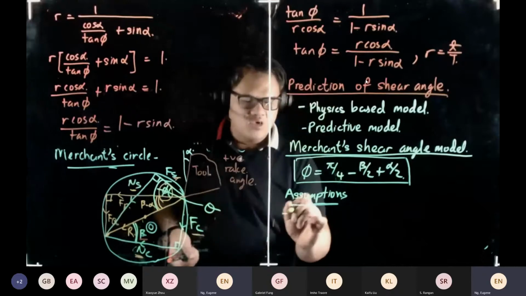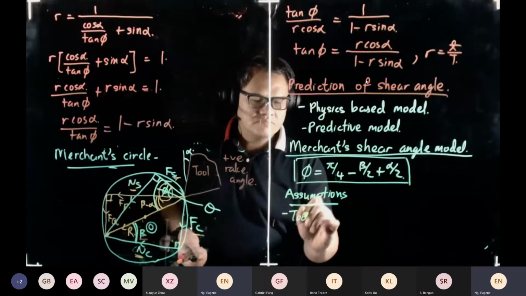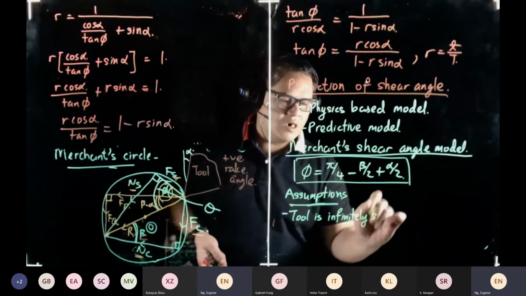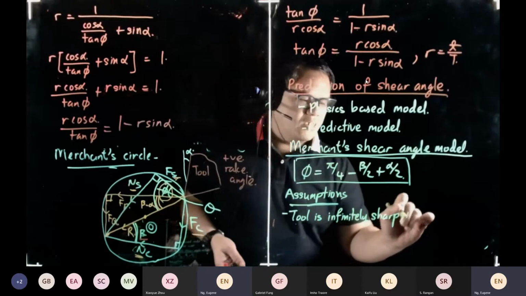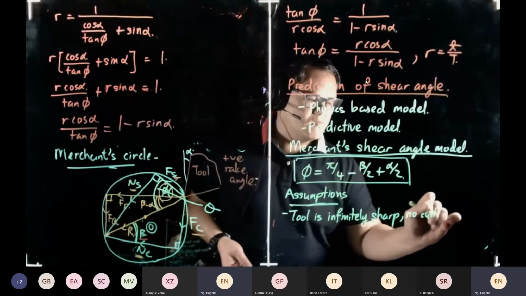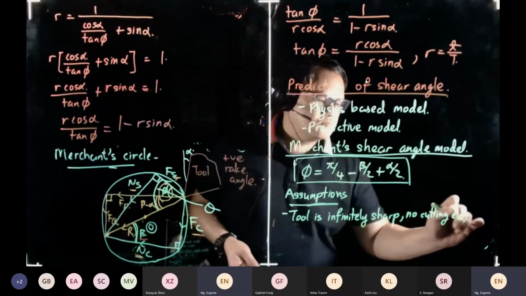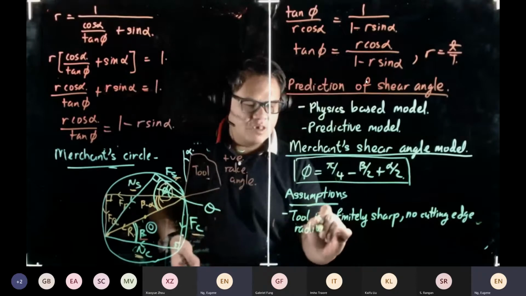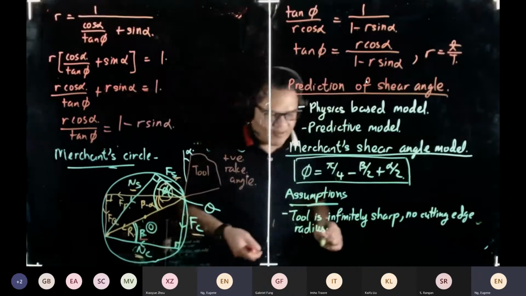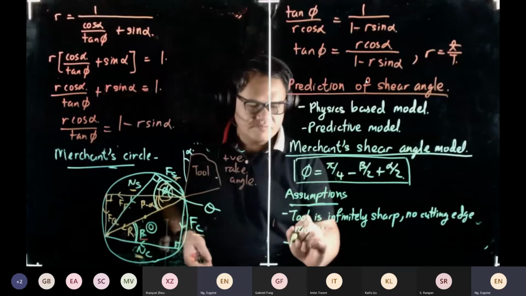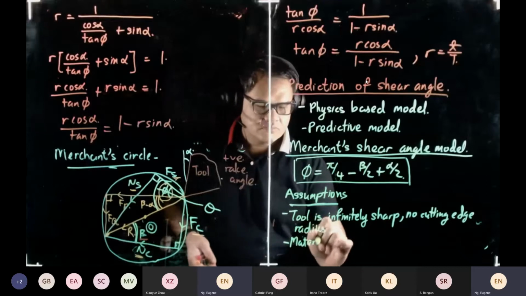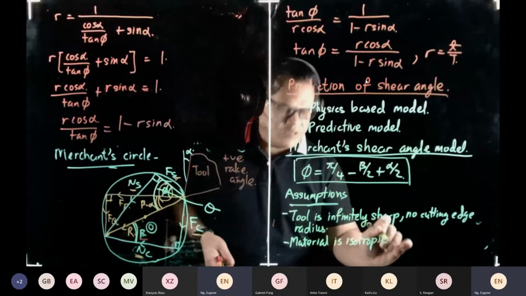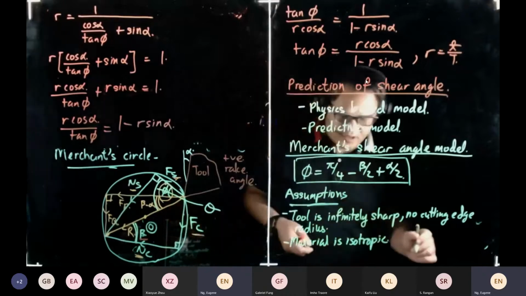That the tool is infinitely sharp, i.e. no cutting edge radius. This is what he assumed, so that his analysis will be simplified. Material is isotropic, so same direction, same strength in all directions.